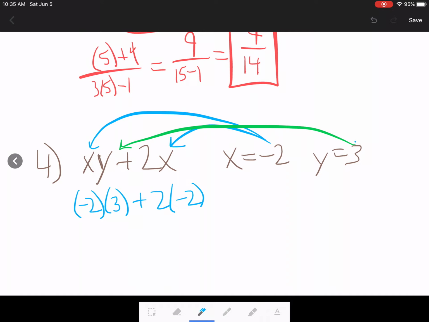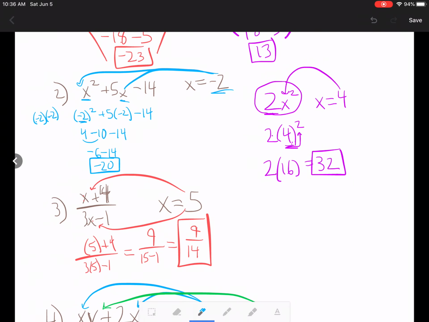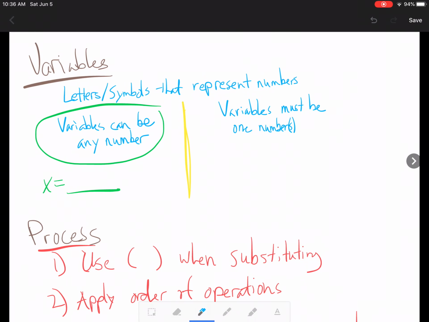Dwindle down my work. So let's see here. I'll have negative 2 times 3 is negative 6. Plus 2 times negative 2 is negative 4. And then negative 6 plus negative 4 is negative 10. Box it, walk away. So that is how we evaluate variable expressions.